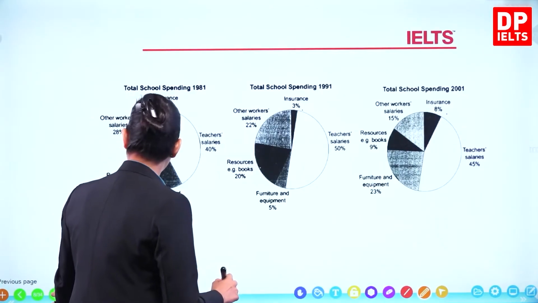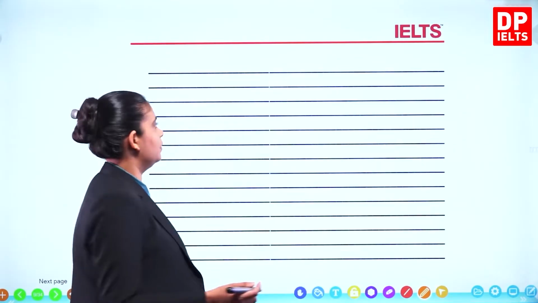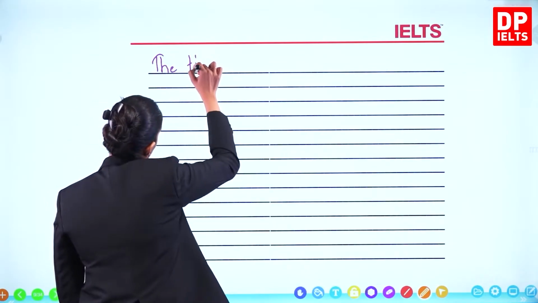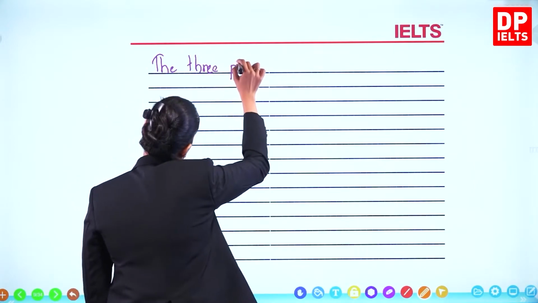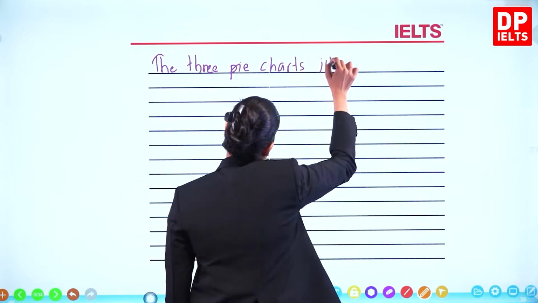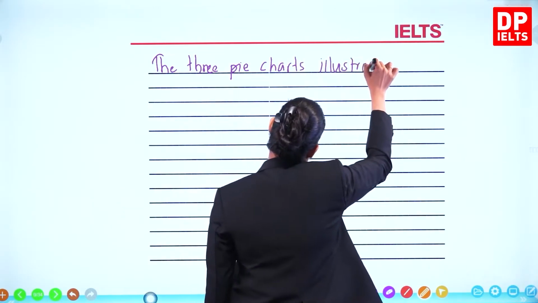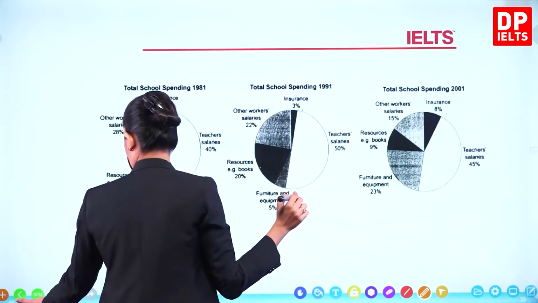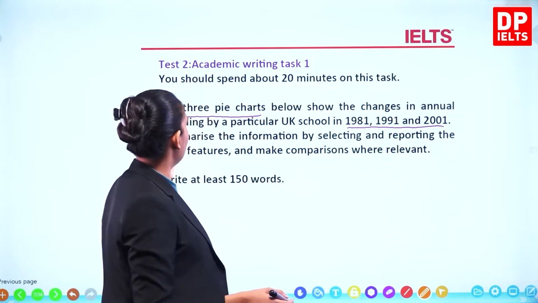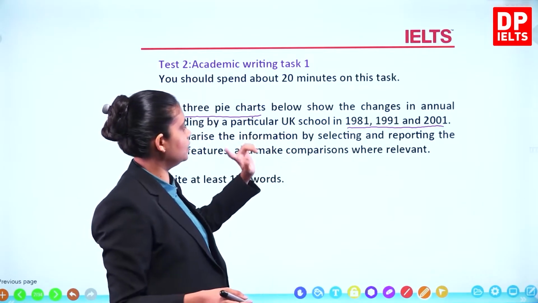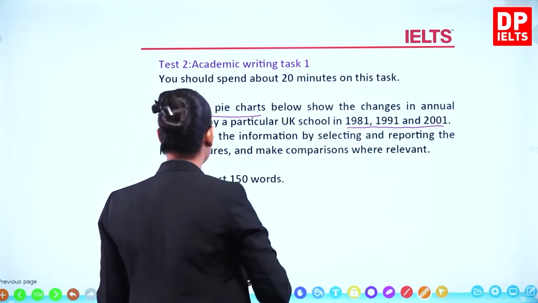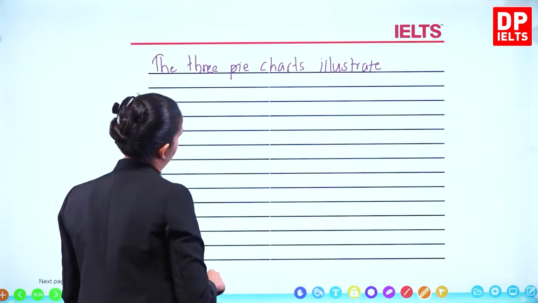Right, so let us start with the introduction. Now we have to tell the type. So the 3 pie charts illustrate. Now you have to talk about what it actually illustrates. It talks about the annual spending by a particular UK school in 1981, 1991 and 2001. So paraphrase that and write it down.